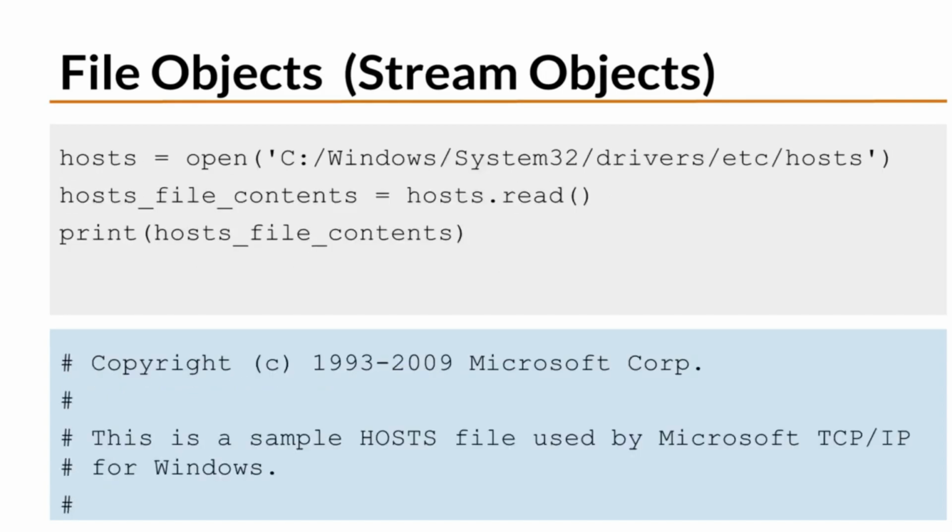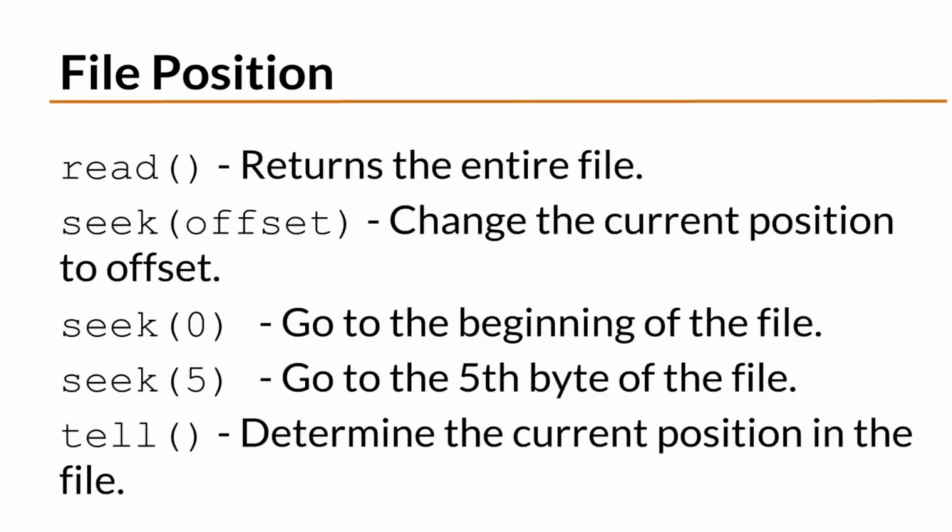To modify this example to work on a Windows system, we'll set the host variable to c:/windows/system32/drivers/etc/hosts. And remember that Python allows us to use / in Windows paths as well. At the bottom of your screen, you can see the contents of the host file on a Windows system. When reading from a file, Python keeps track of your current position in the file. Since the read method returns the entire file, the current position will be at the end of the file. If you call read again, an empty string will be returned since there is no more data to return at your current position in the file.